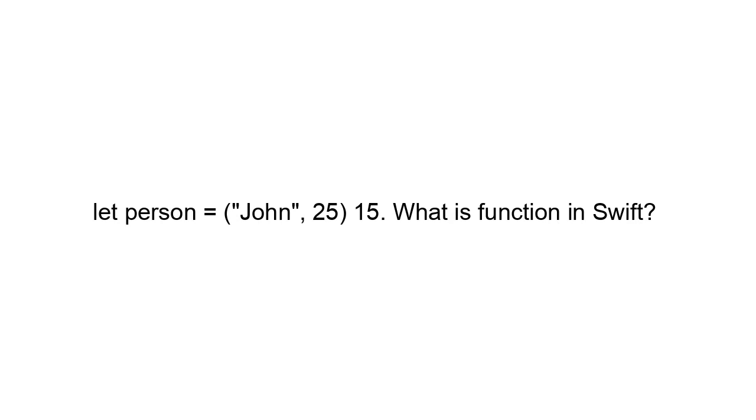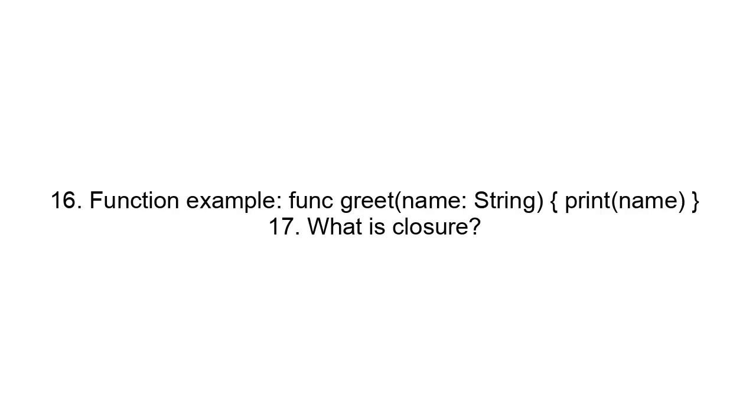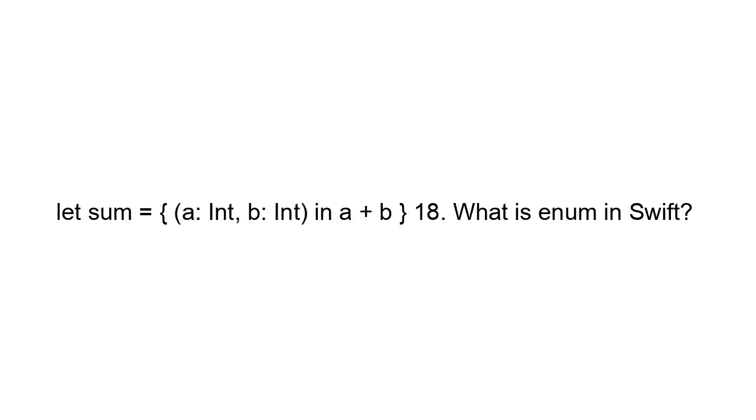14. What is tuple in Swift? Group of multiple values. Example: let person = ("John", 25). 15. What is function in Swift? Reusable block of code. Example: func greet(name: String) { print(name) }. 16. What is closure? Anonymous function. Example: let sum = { (a: Int, b: Int) in a + b }.